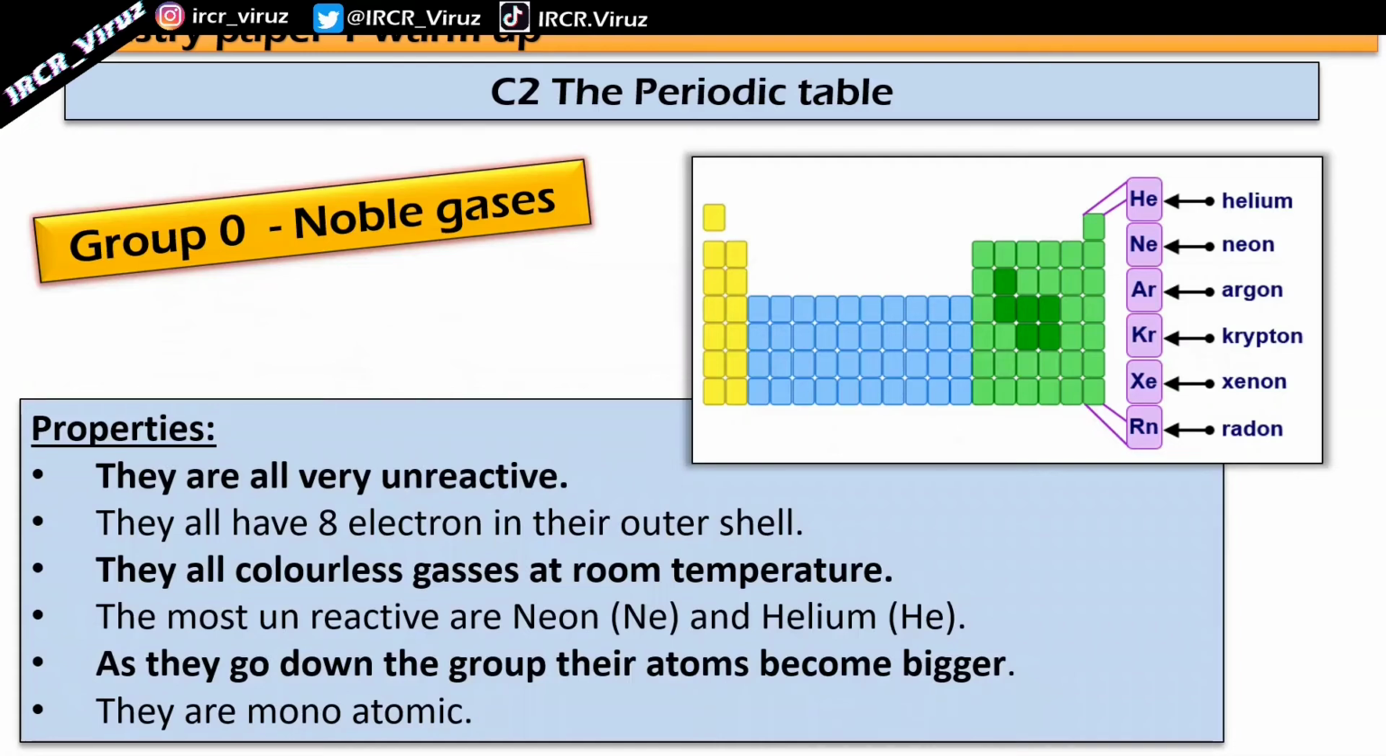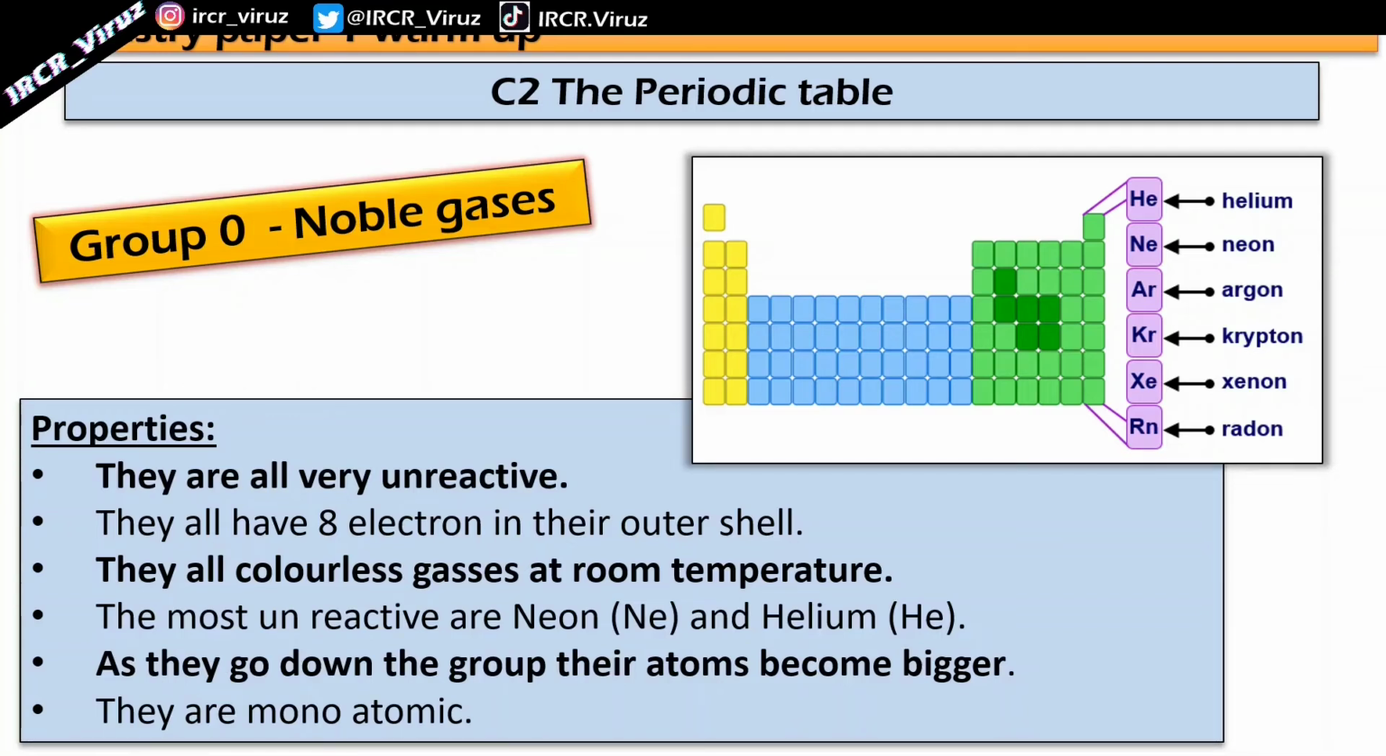Then it takes us to group 0, the noble gases. Okay, they are very unreactive. They all have 8 electrons in the outermost shell except for helium. Helium only got 1 shell, and that shell is with 2 electrons, and that will be it, okay? Because the first shell you can only put 2 electrons, so that is considered as a full outermost shell as well.